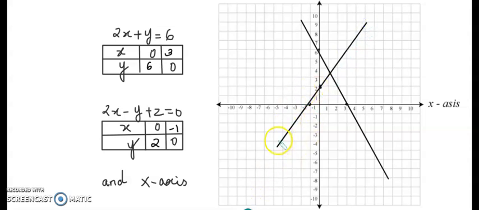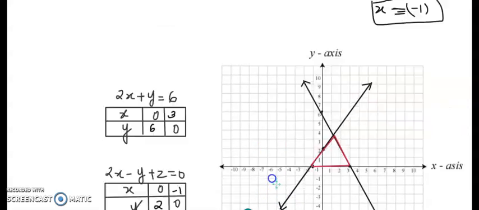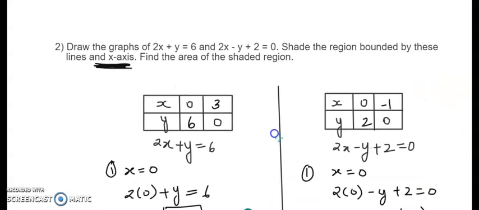Okay. Now they are saying that the region which is bounded along with the x-axis. That means it will be this one. Okay. And we have to find the area of this one. If you just pay attention to the question again, let's read it again. This is the triangle that we have to talk about.